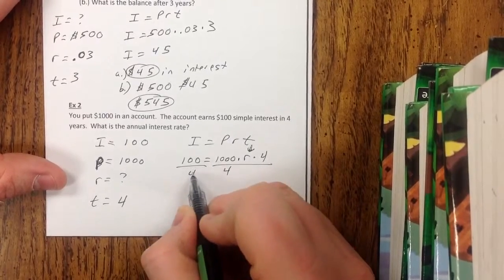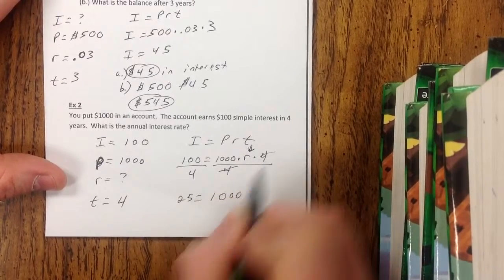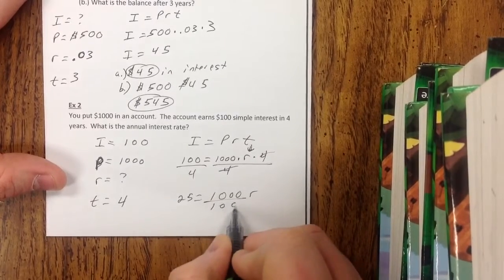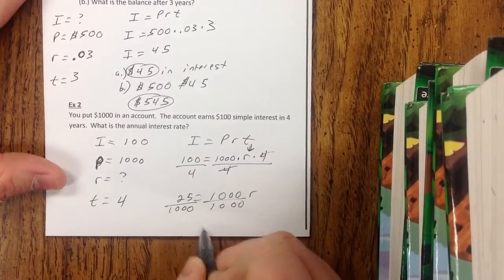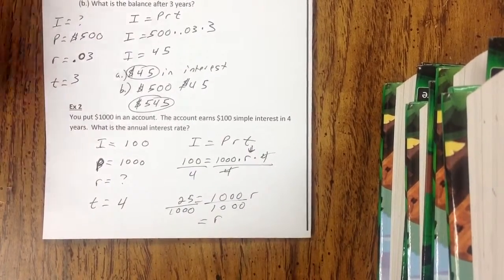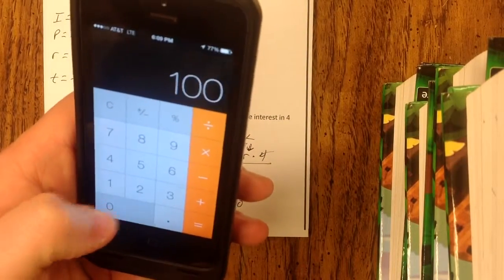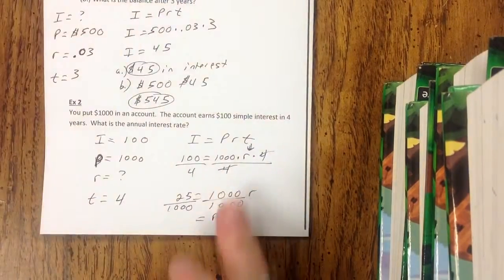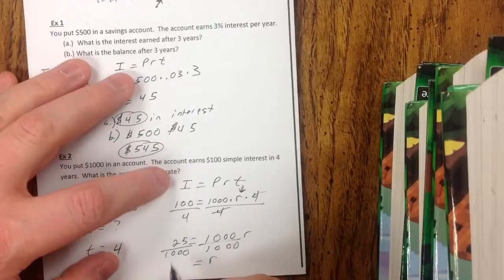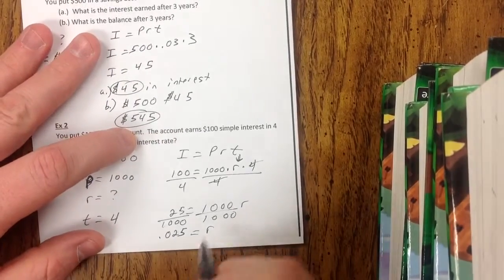And so I get 100 divided by 4 is 25. And then I get 1,000R because my 4's disappear. So then I divide by 1,000. And then I would get R is equal to 25 divided by 1,000. All right. So 25 divided by 1,000, and I get 0.025. All right. So if I get 0.025, that's my R. So keep that in mind.